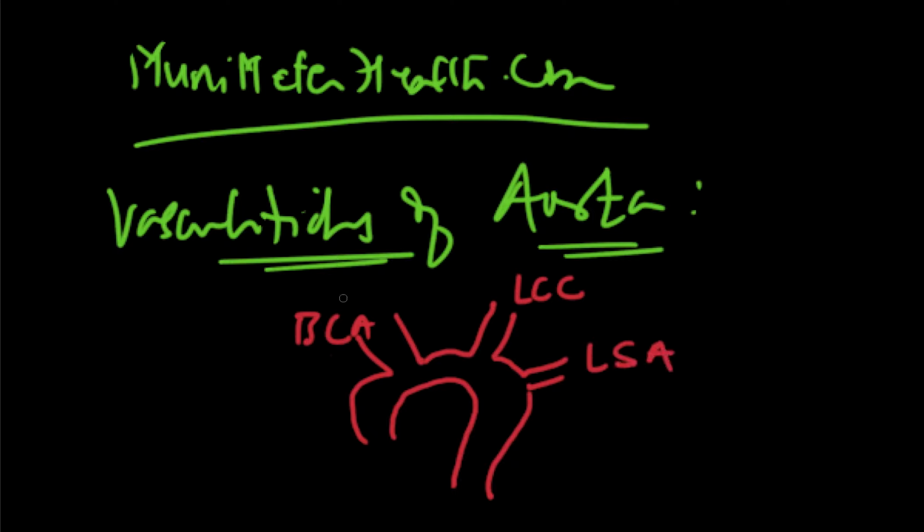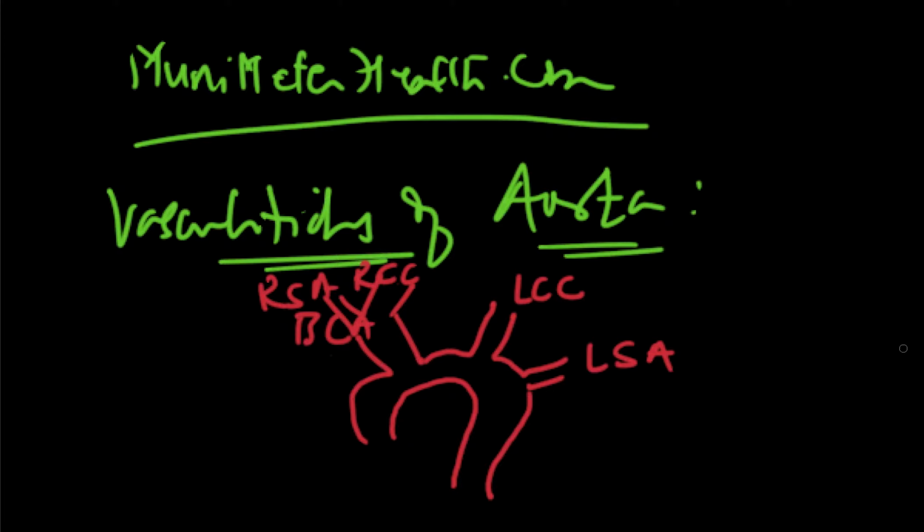Now, the brachiocephalic, if you know, divides into two, obviously. And what are the two? Well, it goes to the right common carotid, and then this becomes the right subclavian artery. So that's how the innominate artery divides.